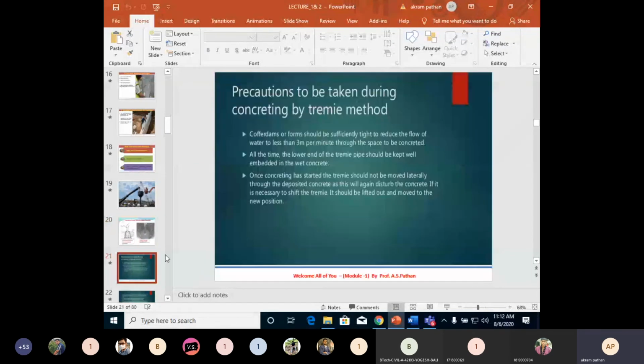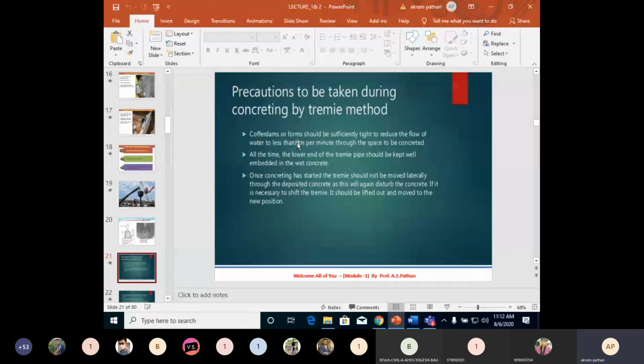Now, see the precautions to be taken during concreting by Tremie methods. Here we require cofferdams or formwork, right? We require cofferdams or formwork. A cofferdam is a temporary structure to divert the water.